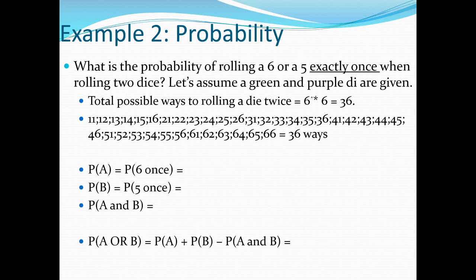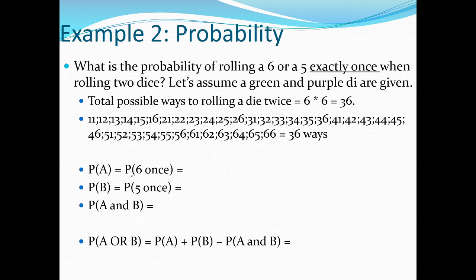So what are the total possible ways that this can happen? Well, we have this list here. These are all the possible ways that the results can happen. So you can roll a 1 and roll a 1. You can roll a 1 and roll a 2. You can roll a 1 and roll a 3, so on and so forth. So we're not adding the numbers together. We're just putting them side by side. So what's the probability of rolling a 6 or 5 exactly once?